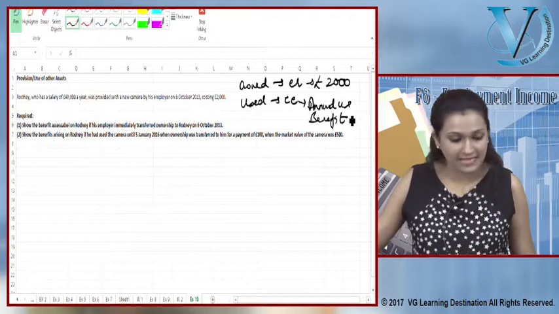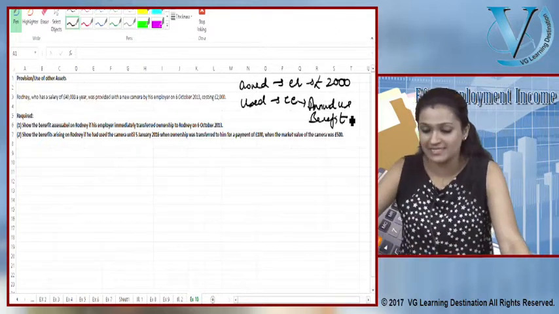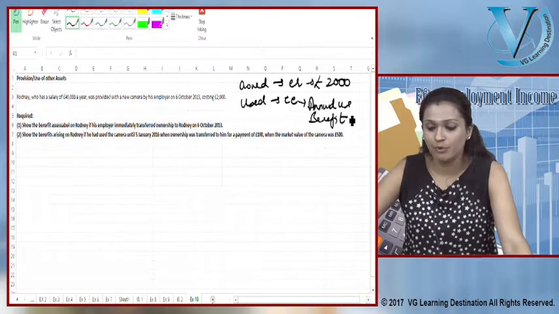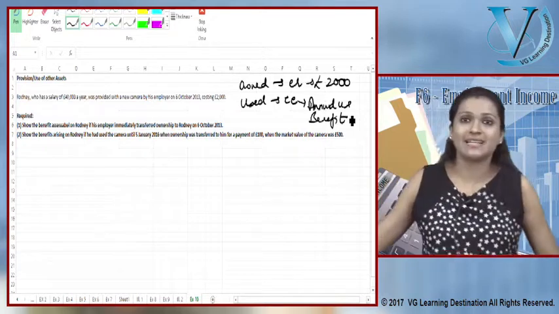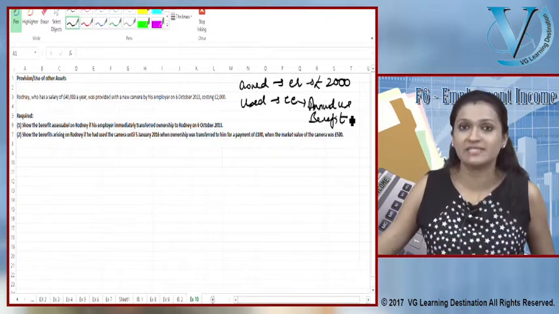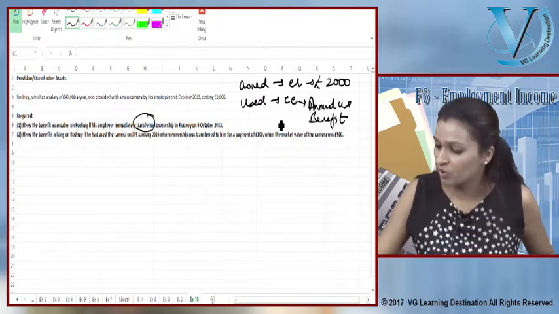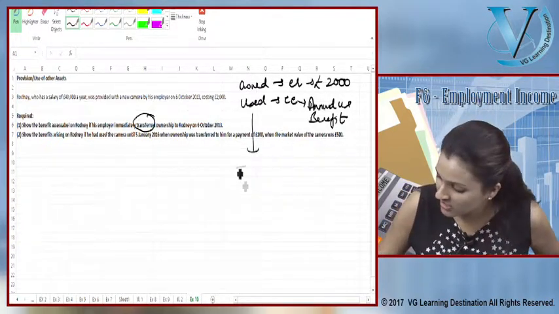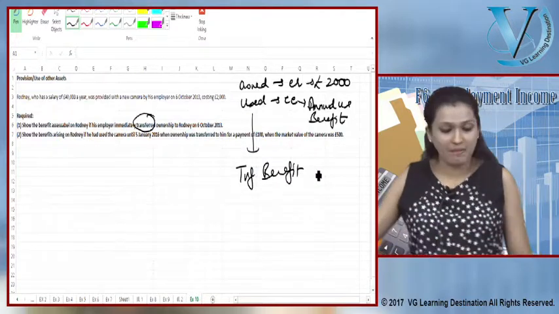What happens up next? Part A requires us to show the benefit assessable on Rodney if his employer immediately transferred ownership to Rodney on the 6th of October 2013 itself. So as soon as it is transferred, there is also going to be a transfer benefit. Right? What happens in part B?